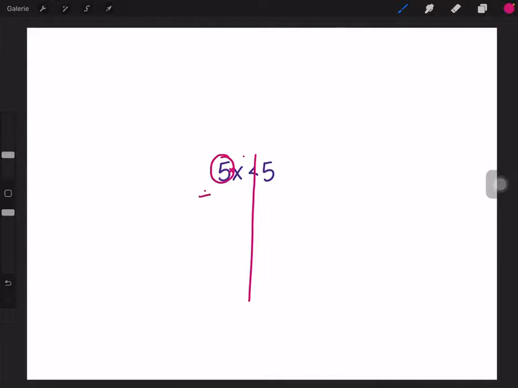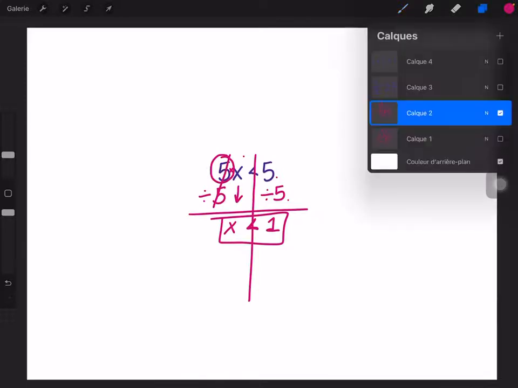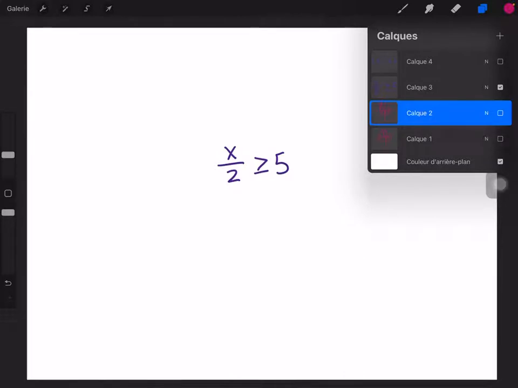The opposite of times 5 is going to be divide. So I divide by 5 on both sides. My 5's cancel. So I have x is less than, same sign, 5 divided by 5. That should give me 1. So my final answer is x is less than 1. All right, feeling pretty confident. Let's see if I can start to trick you guys now.